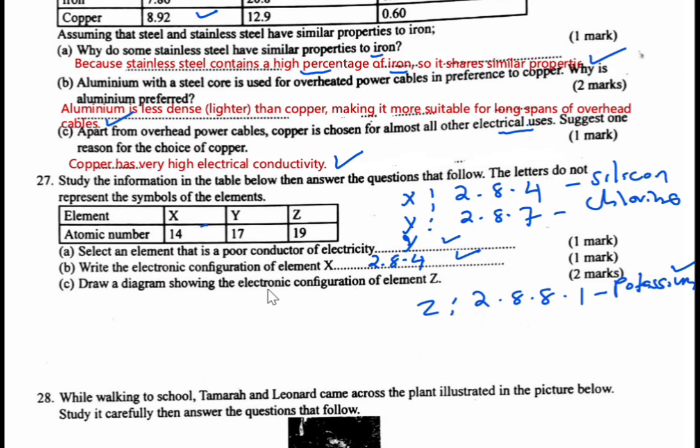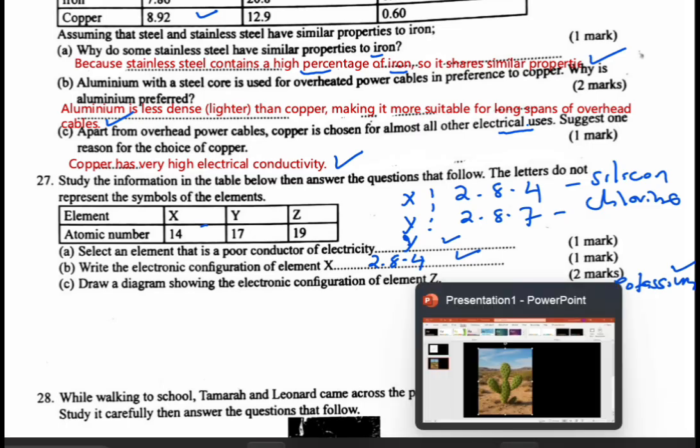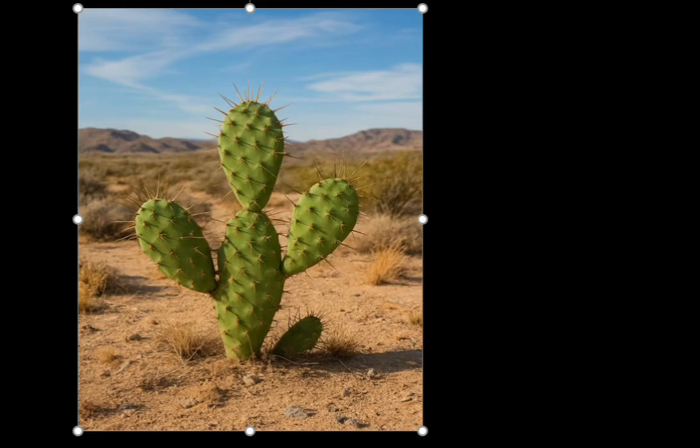Then part C, draw a diagram showing the electron configuration of element Z. So for Z, here we have element Z. It is going to have how many energy levels? So this is 1, 2, 3, 4. So I'm going to show you how to draw. So here we have our drawing.